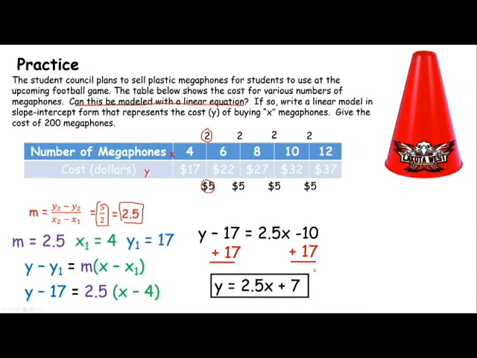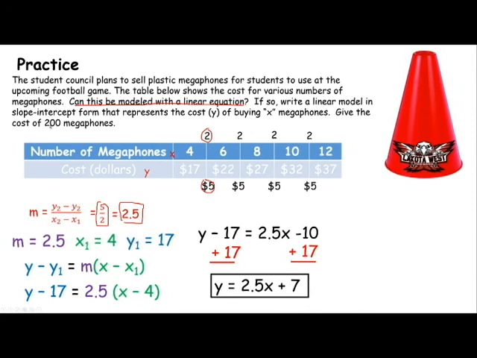So then, once we have this pattern, we know that there seems to be a growth of $2.50 per megaphone, and it looks like if we were to buy 0 megaphones, we would still have to pay $7. Now, most people would say, well, how can they charge us $7 for 0 megaphones? Remember, this is a starting point or starting value. So chances are, whatever company we're ordering these through has a minimum charge of $7. Maybe this is a processing fee, maybe it's a shipping fee, but whatever it is, they're going to charge us this one time and then $2.50 for every megaphone.